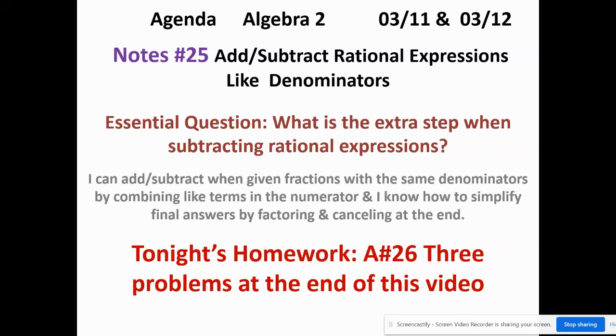Algebra 2. So we're going to do notes number 25 and homework number 26 today. We're going to do adding and subtracting rational expressions with like denominators. The essential question at the top of your paper is, what's the extra step when we subtract rational expressions?